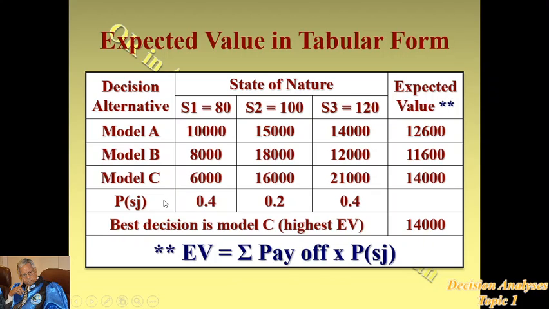Assuming the state of nature, the probability of S1 is 0.4, the probability of S2 is 0.2, the probability of S3 is 0.4. Notice that the sum of the probabilities is equal to 1.